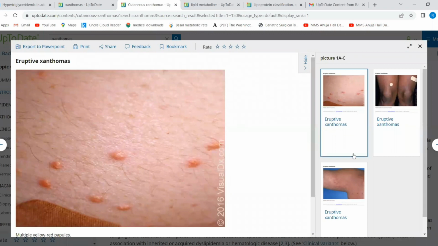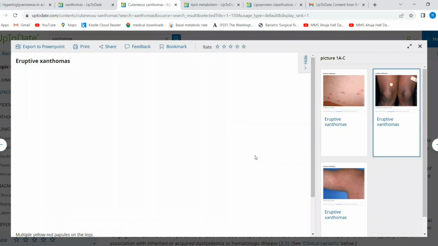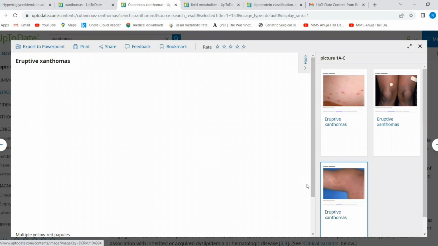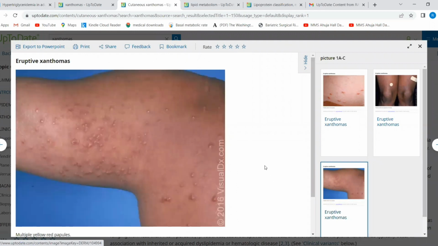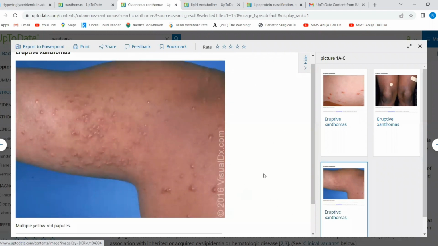Yeah, these are eruptive xanthomas, which were multiple yellow-red papules, and this is the second example. So these are all the pictures of eruptive xanthomas. We could probably confuse them with any other dermatological manifestation, but we probably need to give a very [detailed evaluation] to diagnose if this is actually a xanthoma. So these are eruptive xanthomas.